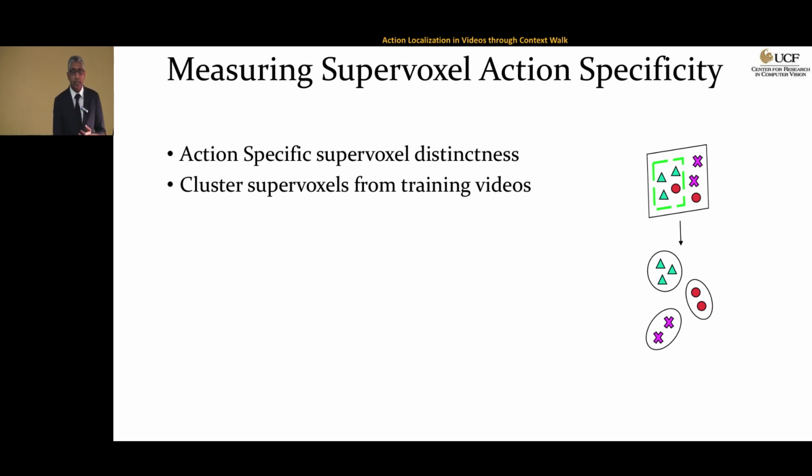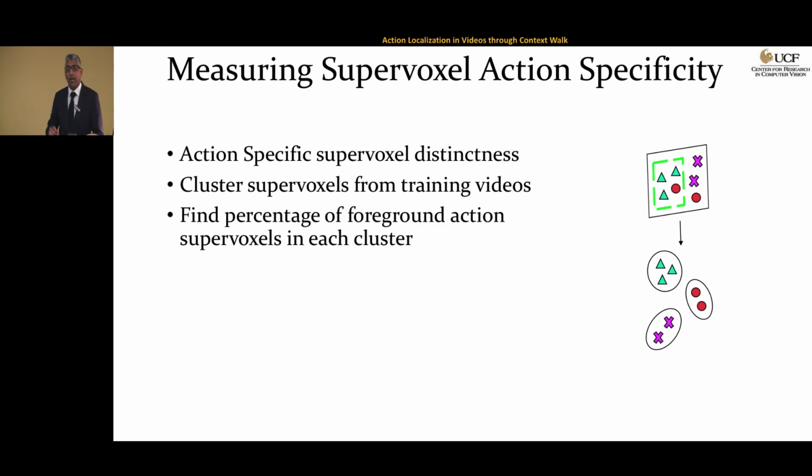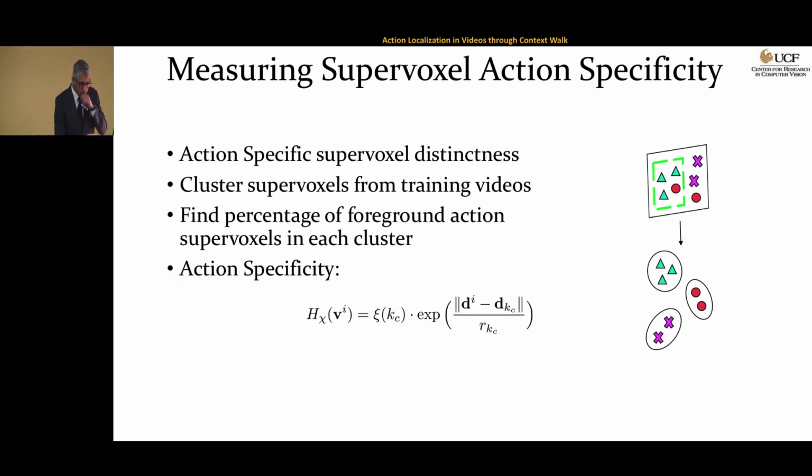Once we have these clusters, we come up with a way to assign a confidence or a score to each cluster, which says what is the percentage of each cluster that belongs to the foreground. So that when we use the features from the supervoxel in the testing video, we can assign it to one of these clusters, and if it is assigned to a cluster that is from the foreground, then it is highly likely that this particular node in the testing video also belongs to the action itself. This is the way that we compute the action specificity, where we use the features from the cluster center and the features from the node itself, and we compute the distance.